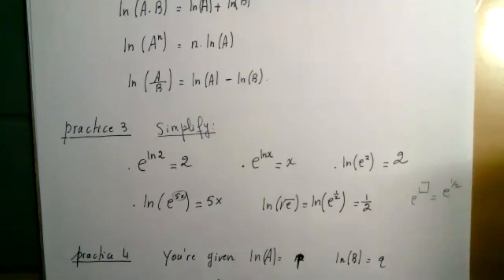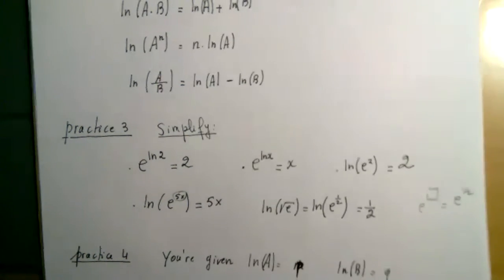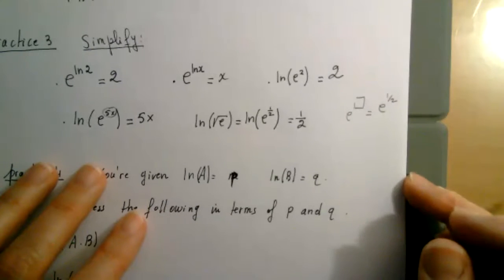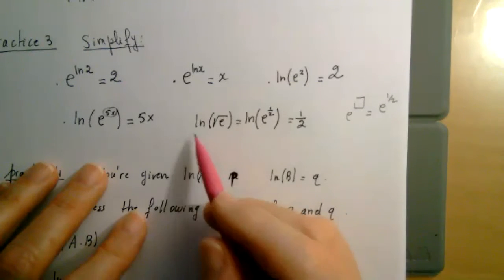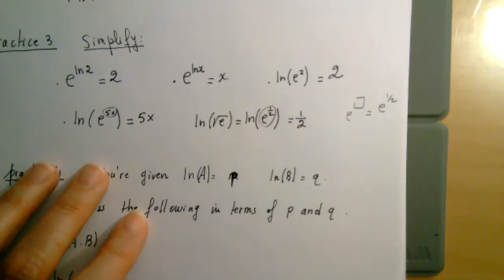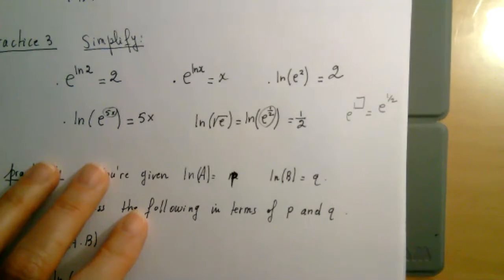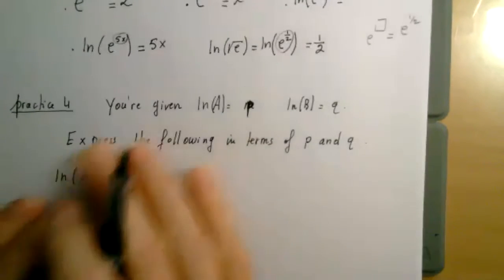Very different. e to the 1/2 means 2.718 to the power 1/2. That's e to the power 1/2, and my answer is just 1/2. So definitely not the same thing, because it's the natural log of e to the 1/2. The natural log means the power of e that gives you what's inside the parentheses. Which power of e gives you what's inside the parentheses? It has to be 1/2. That's the definition.